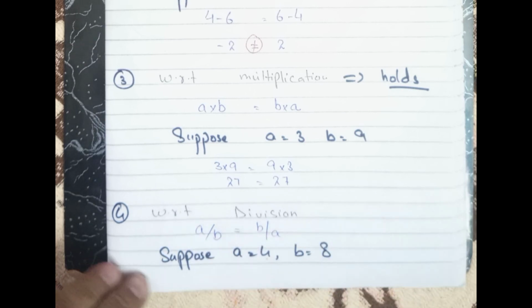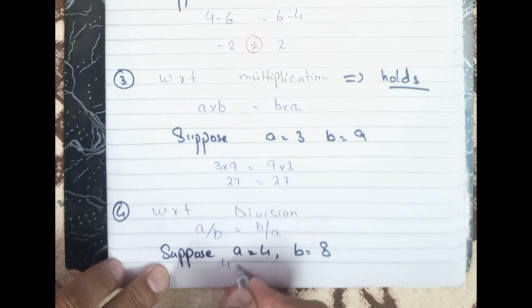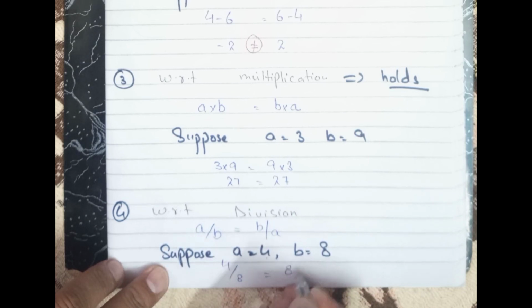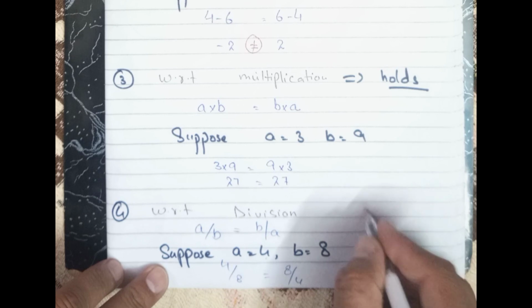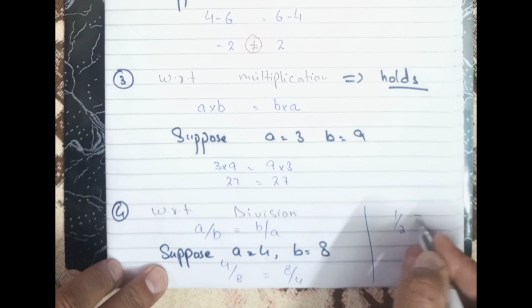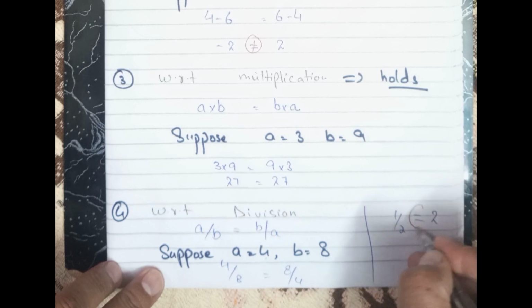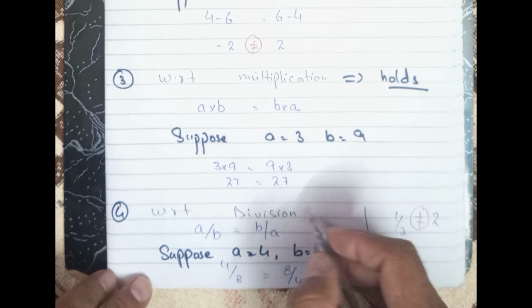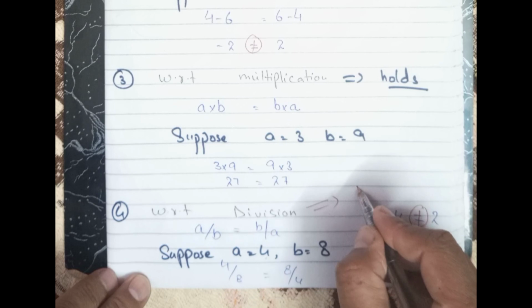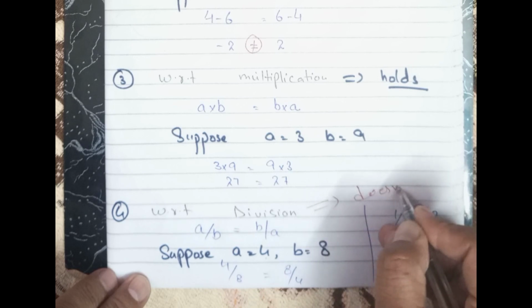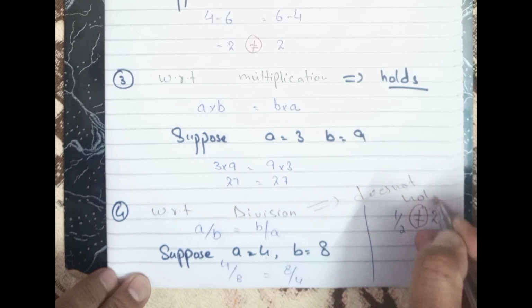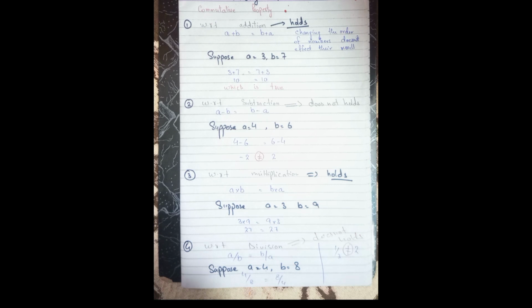Thus, when we divide them, that is 4 divided by 8 cannot be equal to 8 divided by 4. The result is 1 over 2. This cannot be equal to 2. This cannot be true. So, with respect to division, this property does not hold. So, this is validation of commutative property that we do with different operations in mathematics.